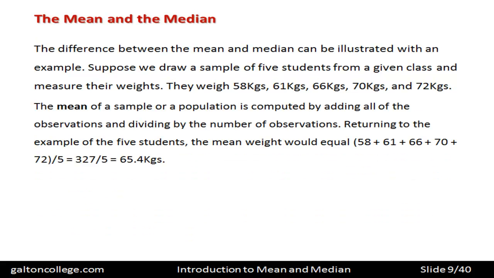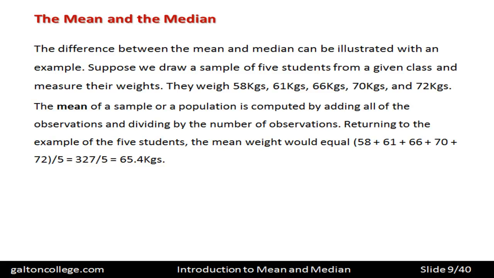Now, the mean of a sample or of a population is computed by adding all of the observations and dividing by the number of observations. So returning to the example of 5 students, the mean weight would be 58 plus 61 plus 66 plus 70 plus 72, all divided by 5, which is equal to 327 divided by 5, which is equal to 65.4. So we found the average weight is 65.4.